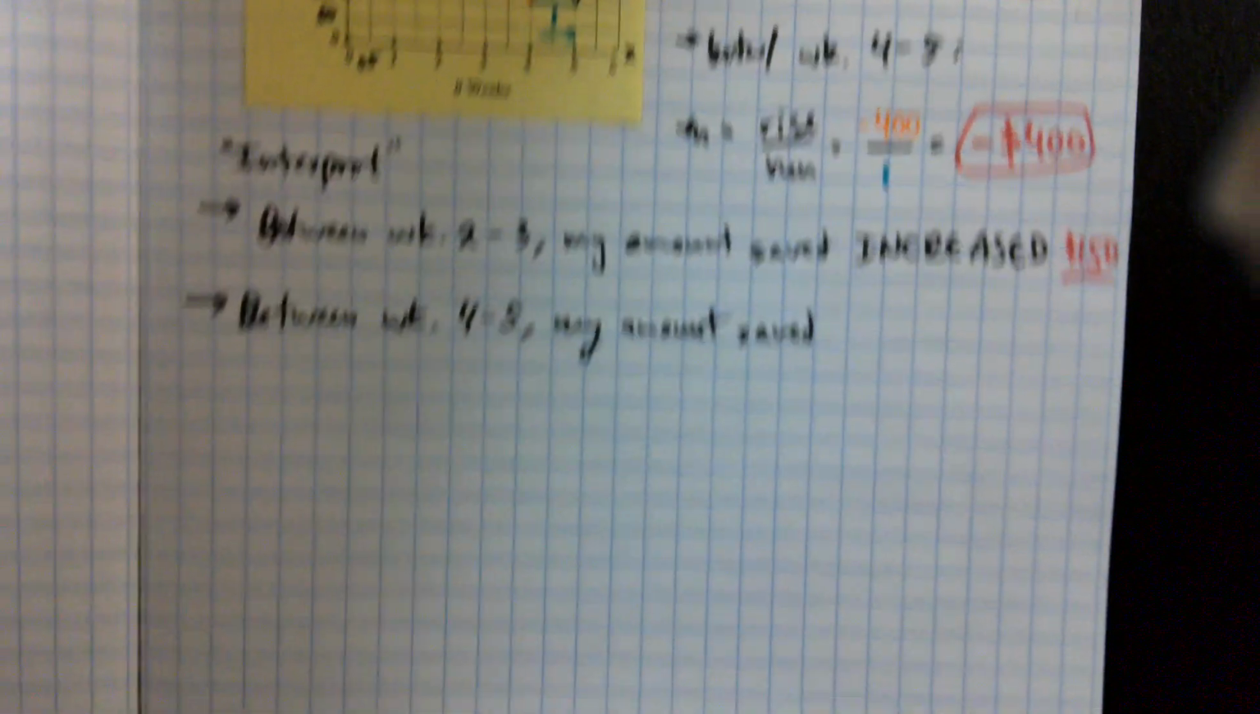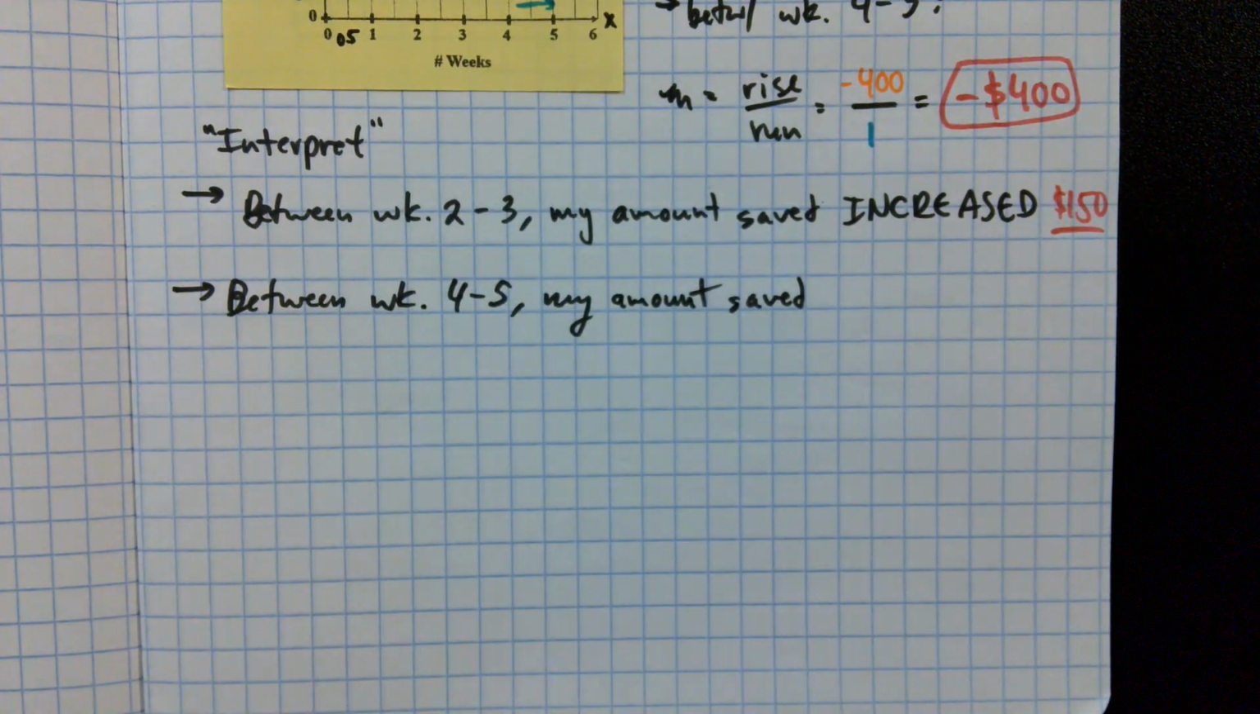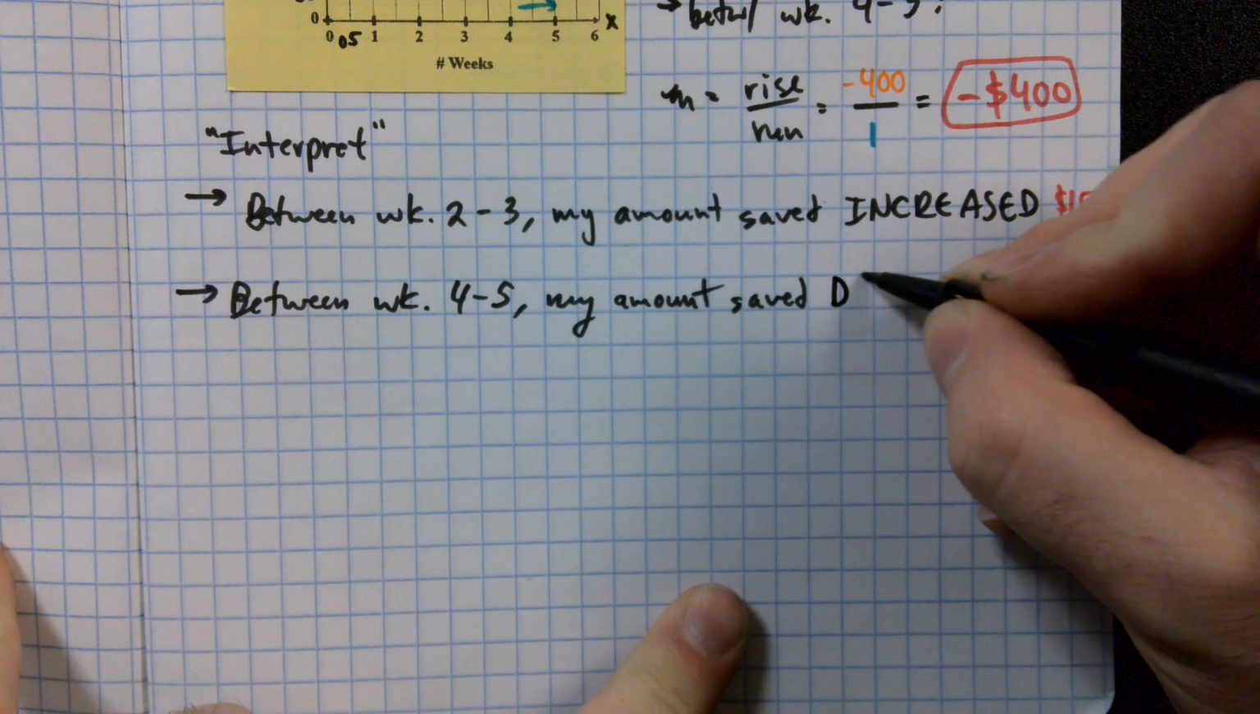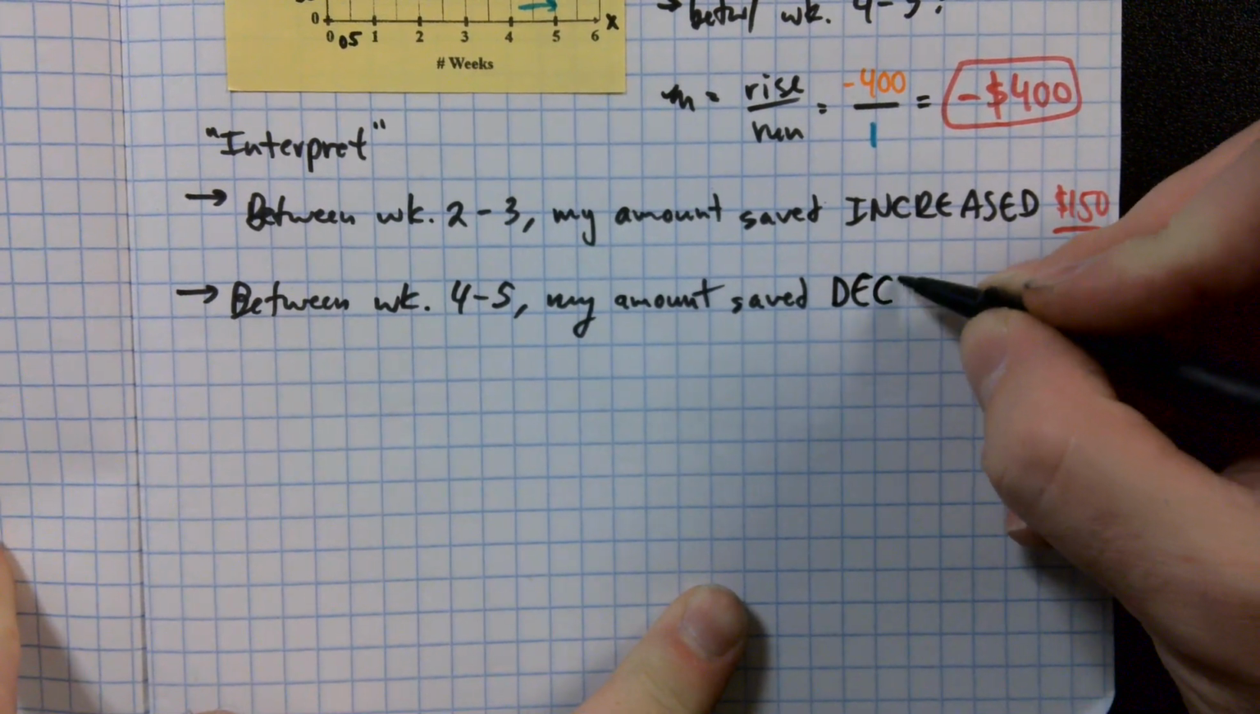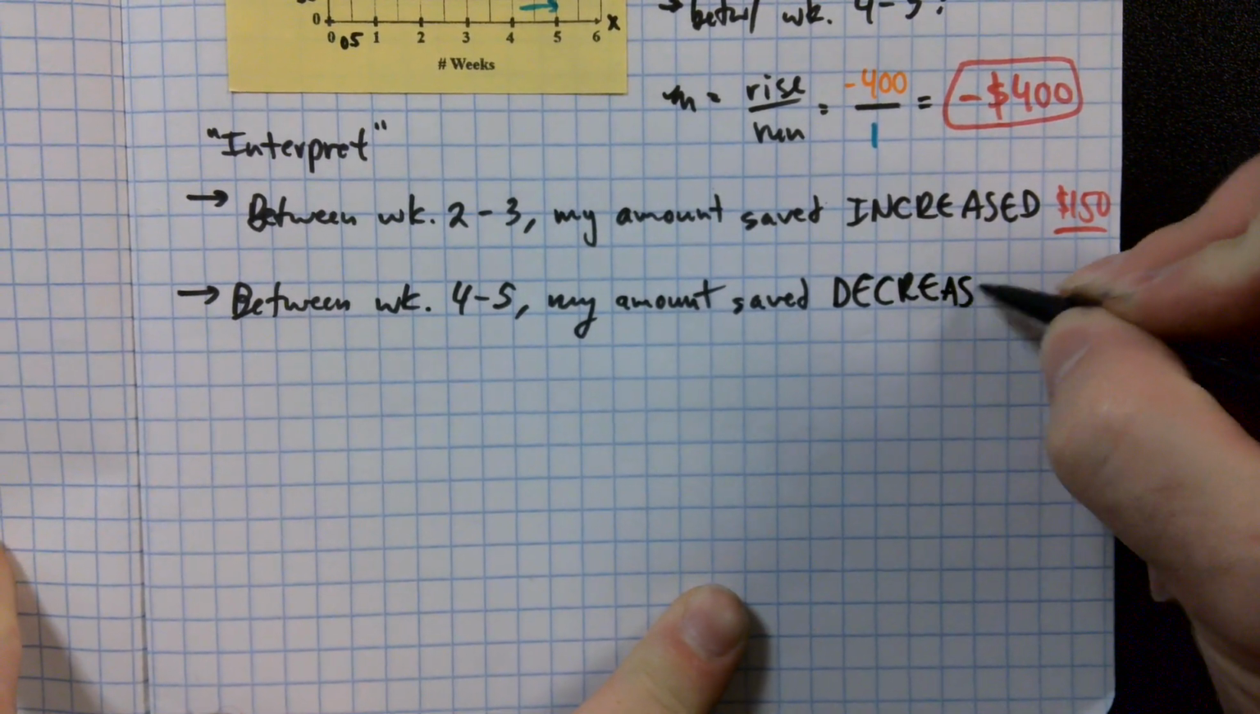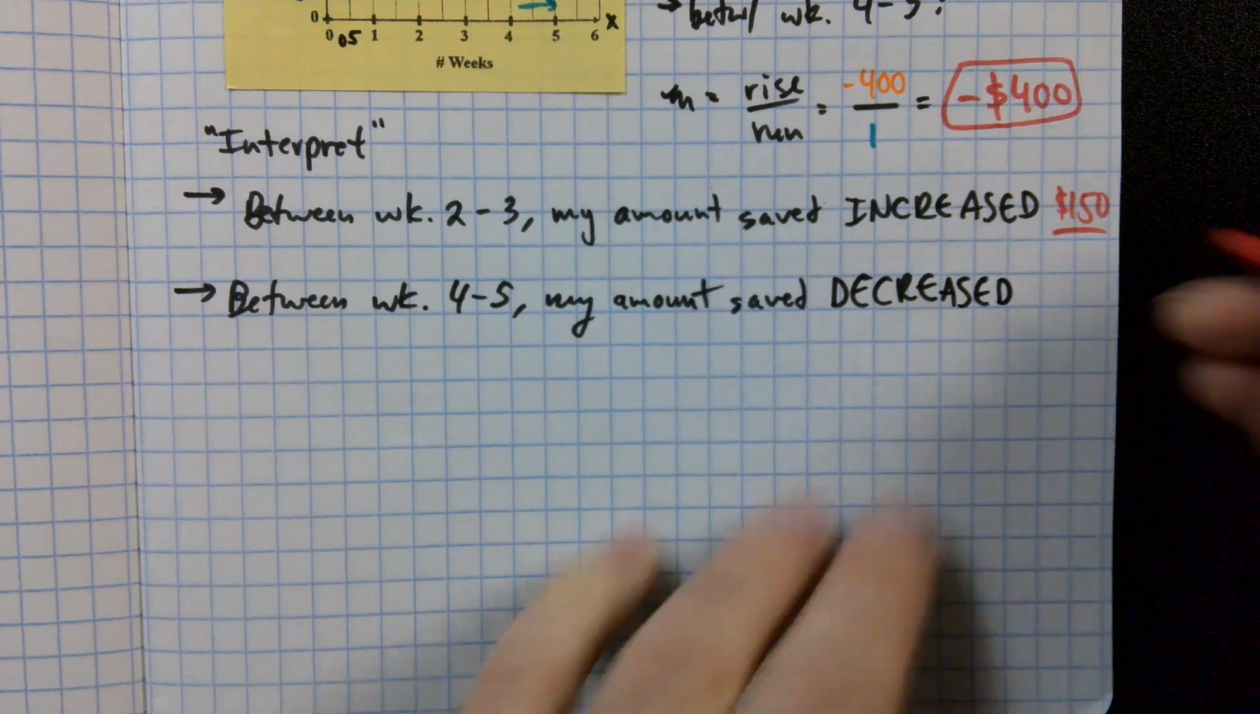And then how could we interpret our second slope between weeks 4 and 5? What happened to my account, Tia? We decreased by what? By $400. Great job. Thank you.